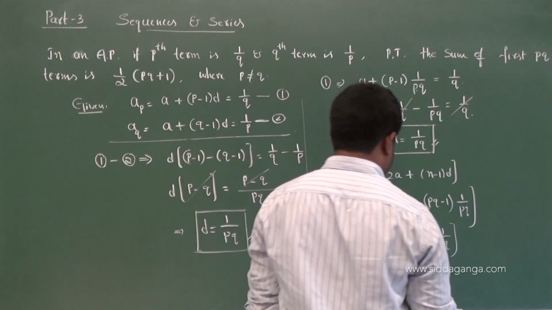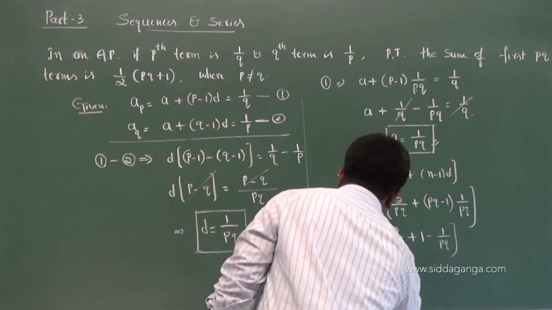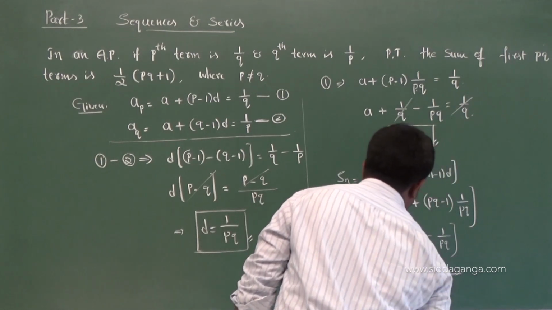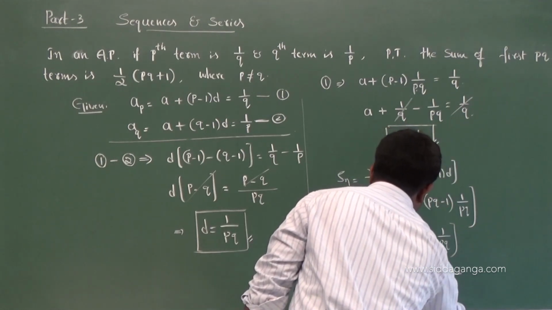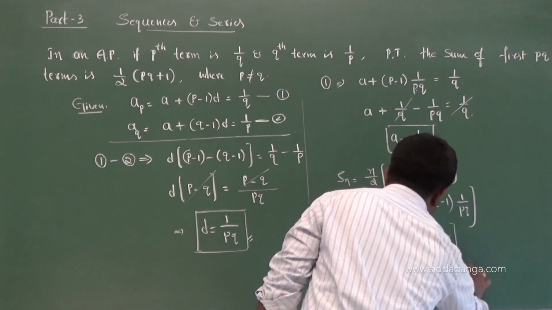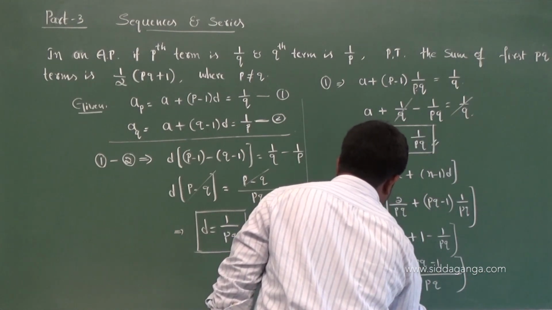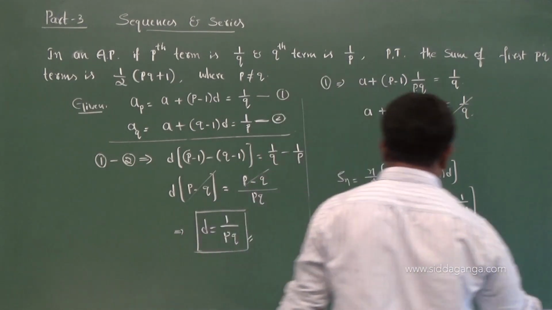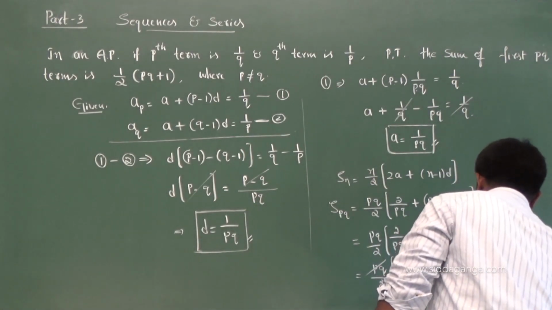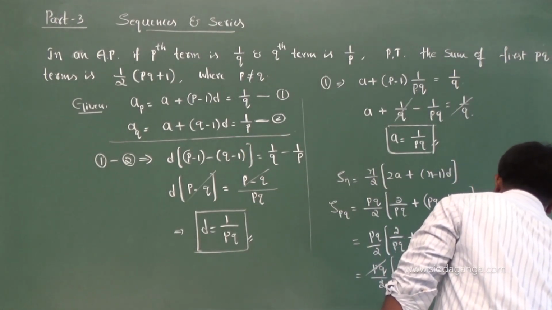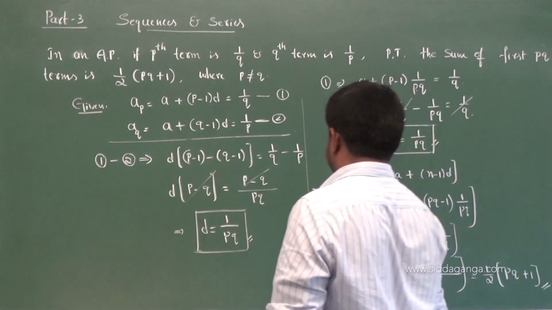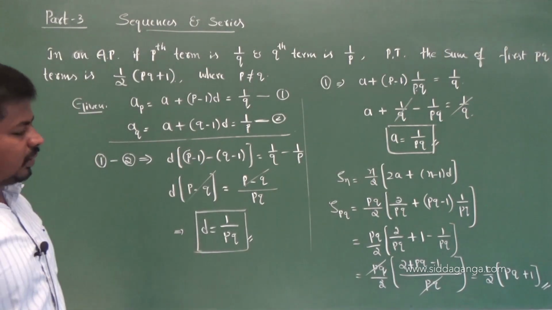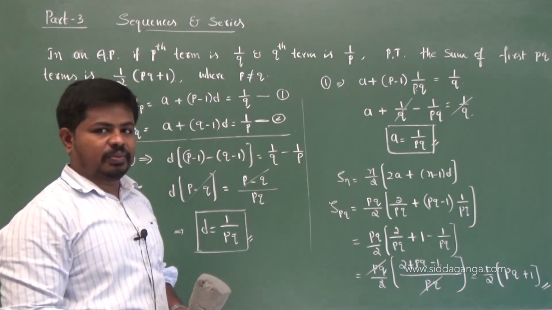Now, this is equal to pq by 2. Let me take pq LCM: 2 plus pq minus 1. So pq gets cancelled. The 2 minus 1 is 1. So you get 1 by 2 into pq plus 1. This is your required answer. So half of pq plus 1 is the required answer. We have shown that the sum of the first pq terms is equal to half of pq plus 1.